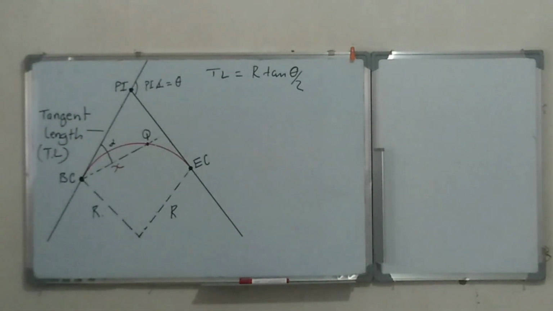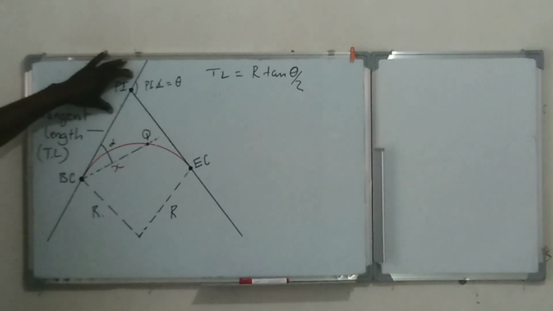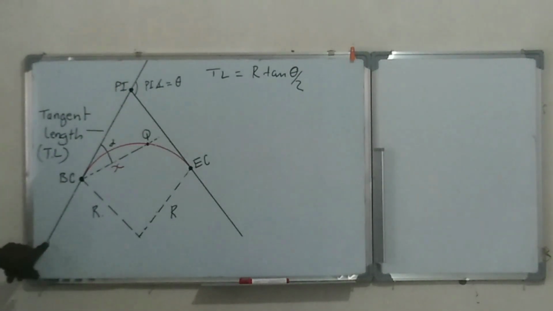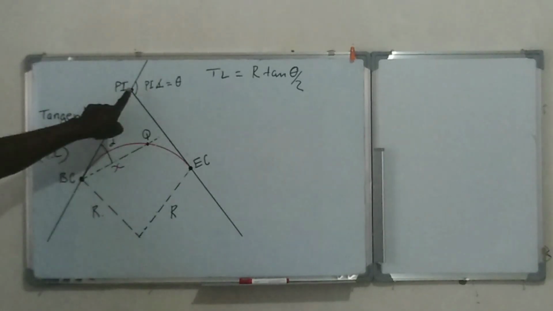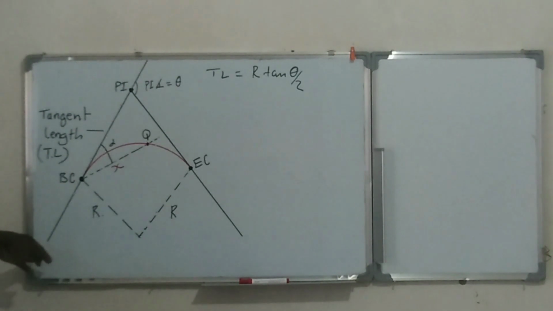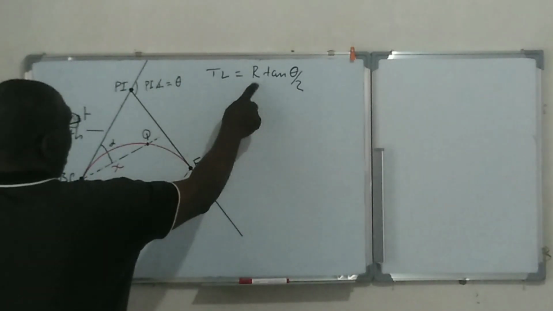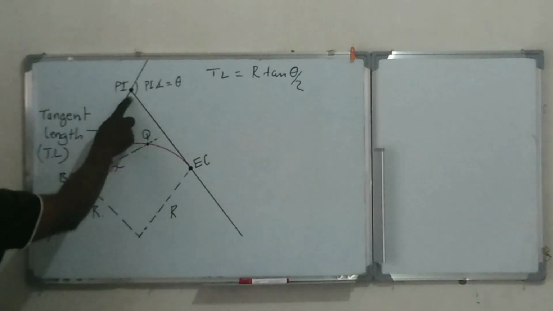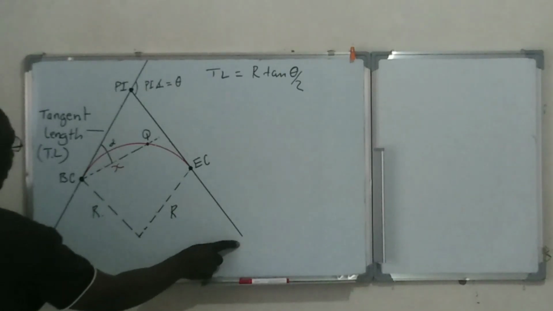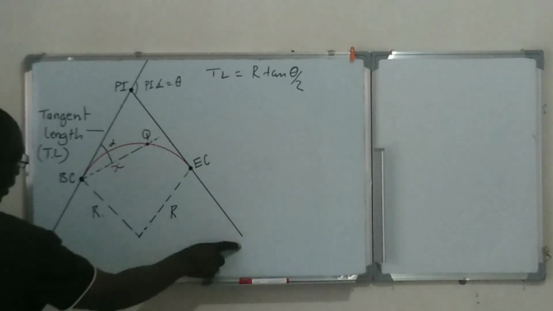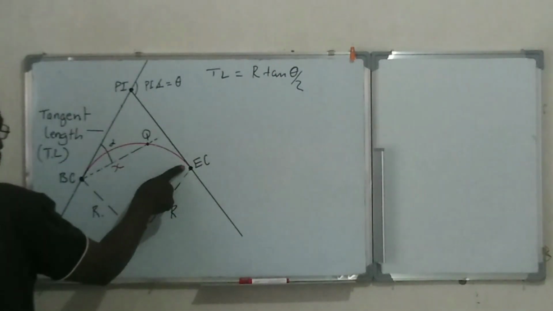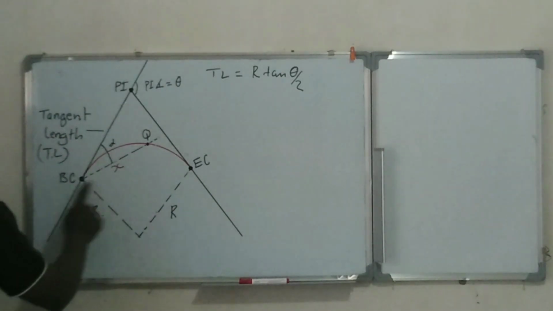So once we have established our TL, we can set up our machine here. The surveyor sets up his machine here, orientates his machine back along this tangent here, and then we measure a distance equal to r tan of theta over 2, where r is our radius. So we do that here. We do the same thing for the EC. Orientate our machine forward along this tangent, measure the distance r tan of theta over 2, then we put our EC. So now we've got our BC and our EC.